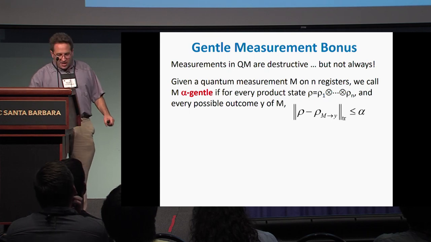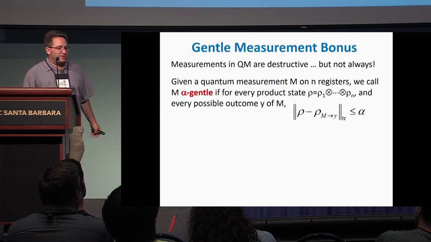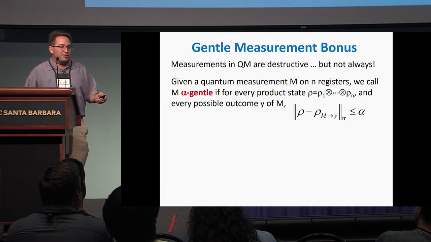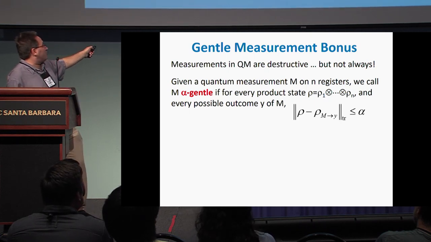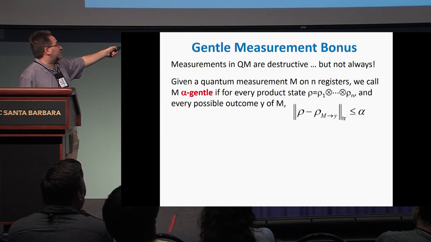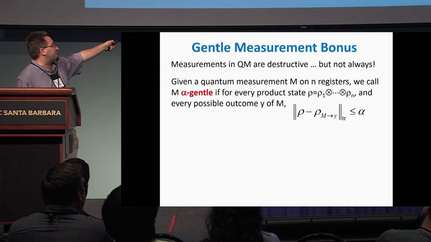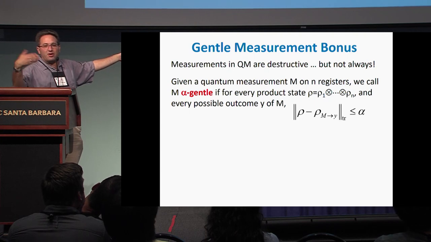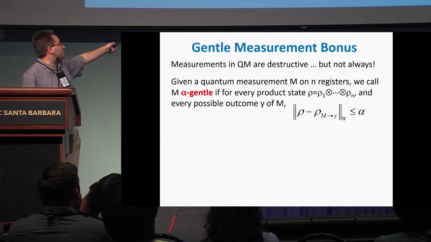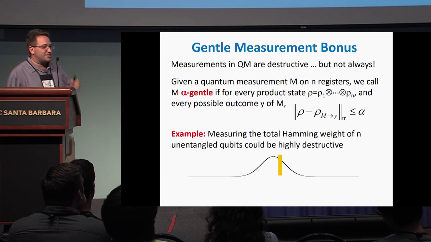More formally, given a quantum measurement M that acts on N registers, let's call M alpha-gentle if for every product state, meaning unentangled state on N registers, call it rho, and for every possible outcome Y of that measurement, the state of rho after I apply the measurement and get the outcome Y changes to something whose trace distance, the quantum generalization of variation distance between two distributions, our usual distance metric between quantum states, from the original state rho is at most alpha. That's a gentle measurement.